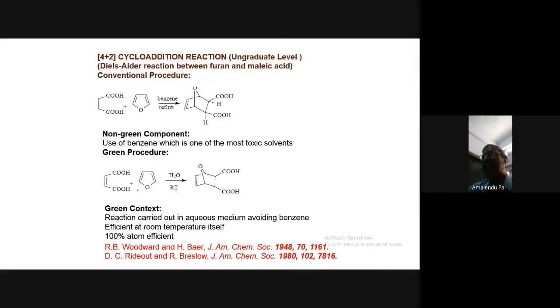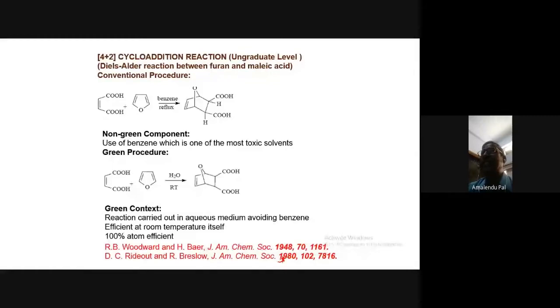Every atom of the reactant ends up in the product, with no byproduct. So this is a simple experiment we can introduce at undergraduate level, although it was published in JACS in 1980 and 1948. So you can see these are 1980 journals also.